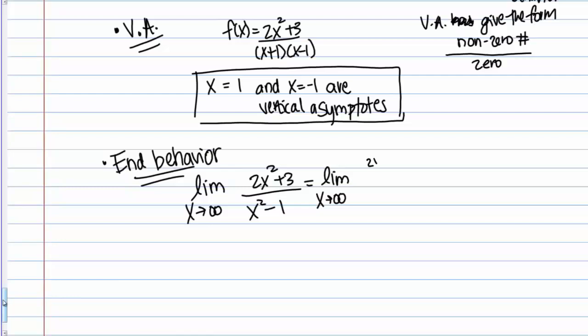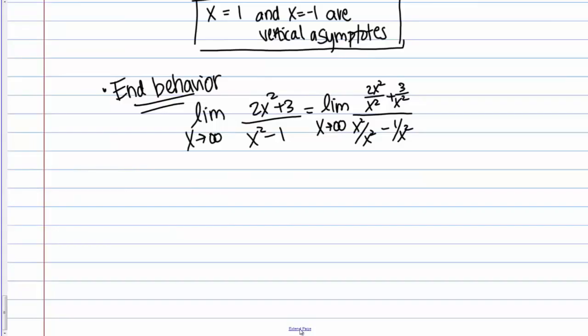That's going to look like this: 2x squared over x squared plus 3 over x squared, all over x squared over x squared minus 1 over x squared. Then you make any simplifications. In this case, the top becomes 2 plus 3 over x squared, and the bottom becomes 1 minus 1 over x squared.